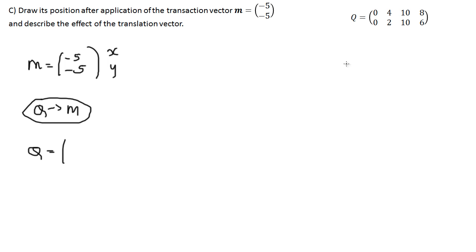Where we have 0, we have to put -5, because -5 plus 0 is -5, and then we have -5 plus 0 as well at the bottom, so we get (-5, -5), and then we go (-1, -3), then we have (5, 5), and we have (3, 1), and this is our new value of Q. Now we have to draw its position after application of the translation vector, m.